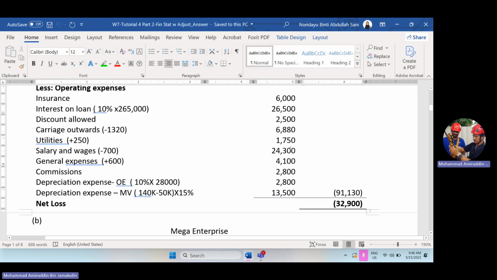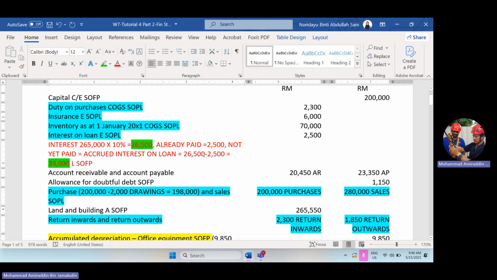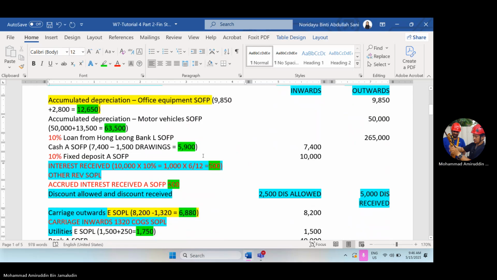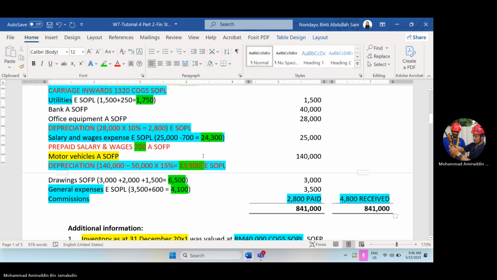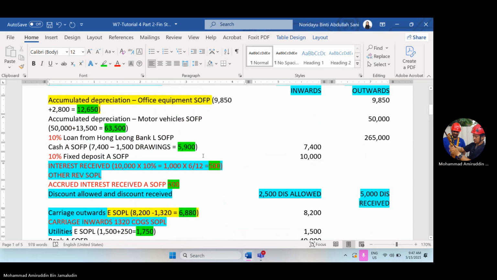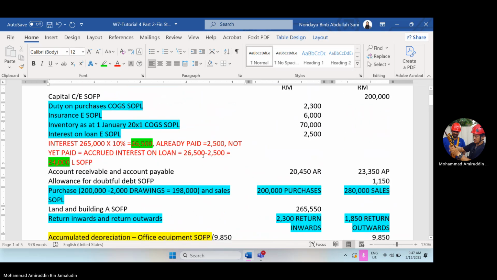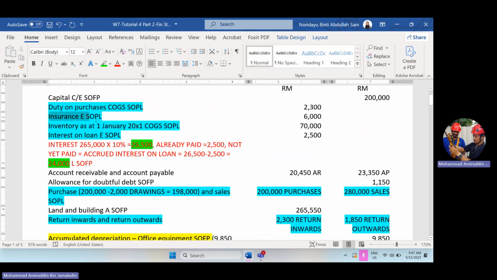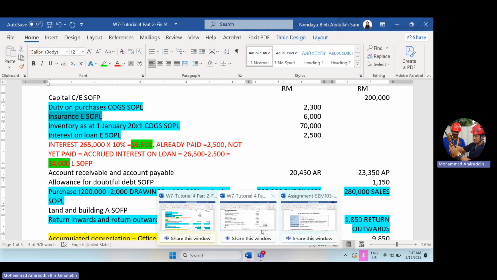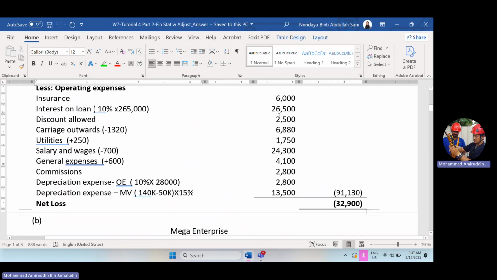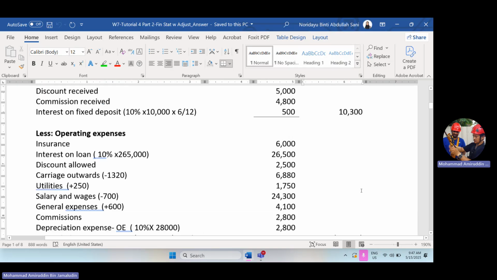Okay, now we covered everything. Insurance. Where is the insurance? Do we have insurance paid? Oh, here, sorry. So, 6,000, okay. Interest on loan, 26,500. Discount allowed, carriage outward, utilities, salary and wages, general expenses, commission, depreciation. Okay, done. Then total up all expenses, you get 91,130.